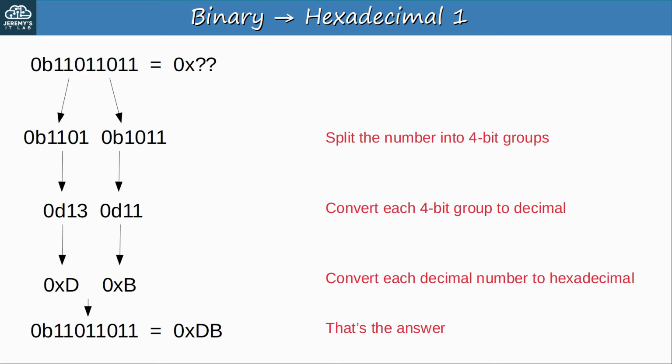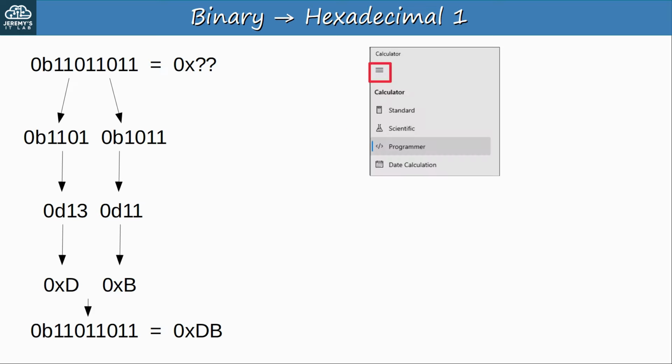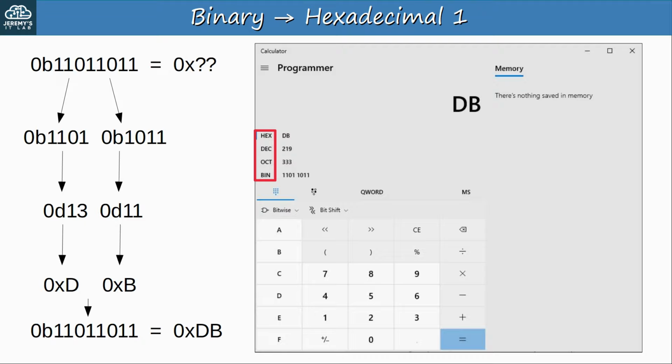To check, you can use a calculator. For example, from the Windows 10 calculator app, click the top left menu button. Then select the Programmer Calculator. In the Programmer Calculator, you can select between hexadecimal, decimal, octal, which is base 8, and binary. I selected hexadecimal and typed in DB. As you can see, it is equal to binary 1101, 1011.